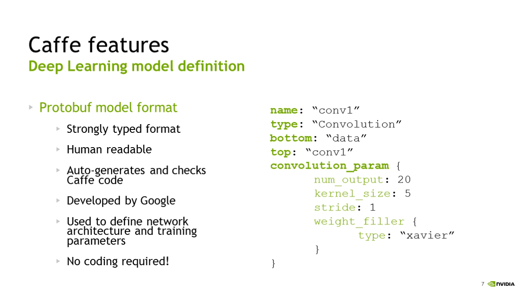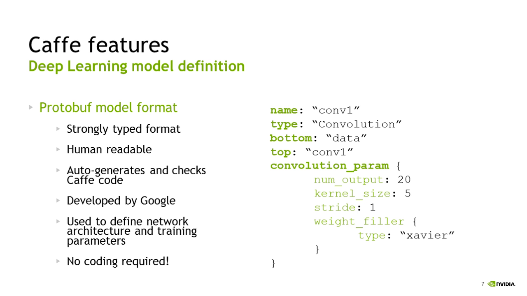So this format is a strongly typed format. It's human readable. By strongly typed, I mean it has a specific syntax that you need to adhere to. Otherwise, Caffe will throw an error when it ingests the format. But it's human readable, and it automatically generates and checks the Caffe code for training a network based on the architecture you define in the file.